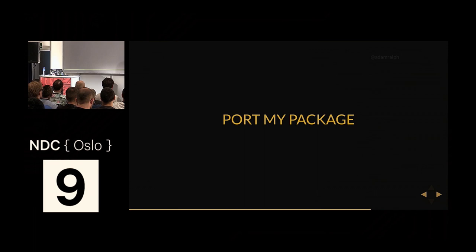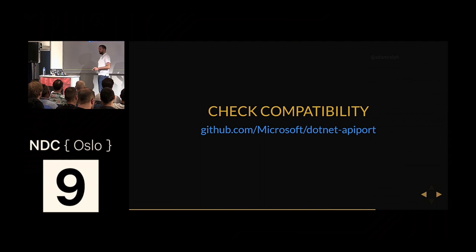So how do I port my package? All well and good. I've got a package which targets the .NET Framework. How do I port that to .NET Standard? Well, there's a really good tool called .NET API Port. What this will do is take your assembly and look at all the calls you're making to, say, .NET Framework APIs. You can choose which platforms or which versions of .NET Standard you want to analyze for, and it will tell you what percentage of the APIs are available on each platform that you need.